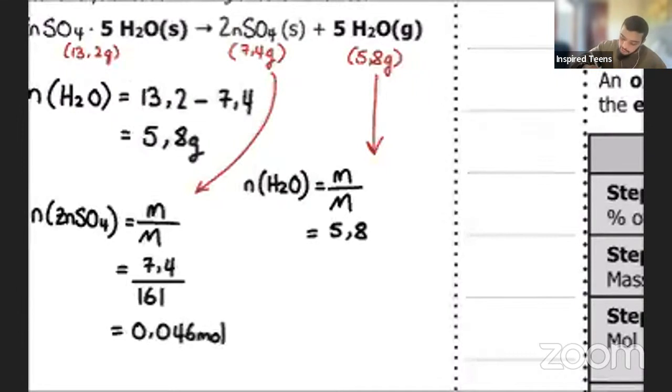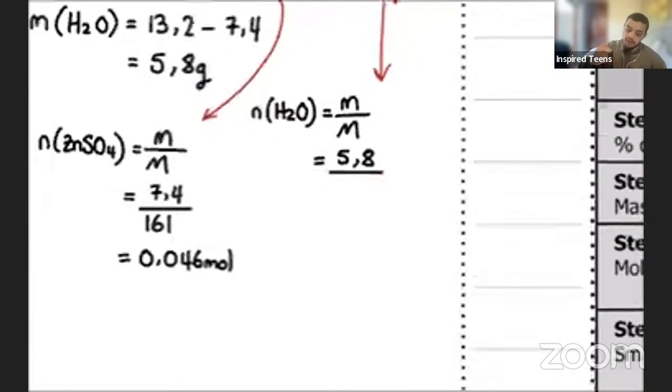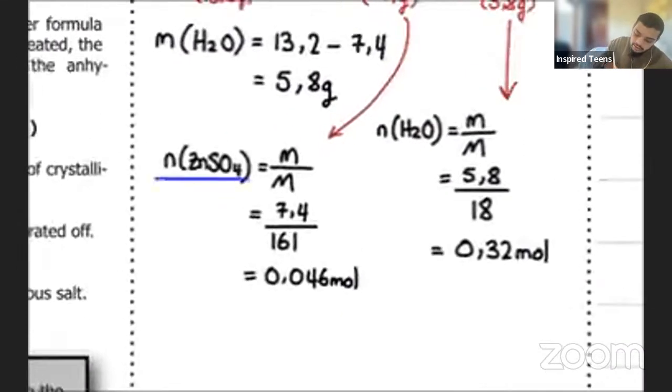So that's why we needed to calculate the mass of water, because we need to ultimately get its moles and compare it to the moles of ZnSO4. It's going to give us a ratio between the ZnSO4 and the water. So 5.8 divided by, what would this be? 16 plus 2, 18. And when we do this calculation, we get the moles of water as 0.32 moles. So the moles of ZnSO4 is 0.046, and the moles of water is 0.32 moles.